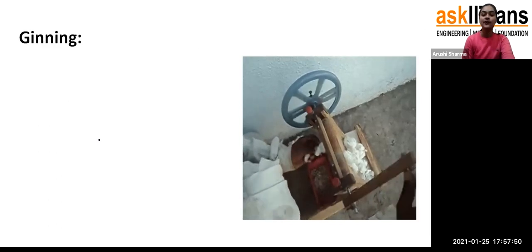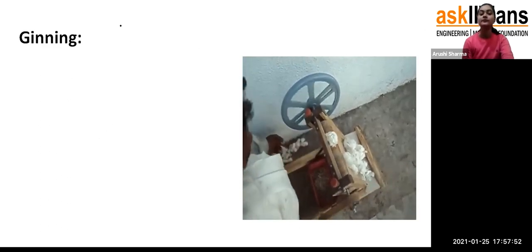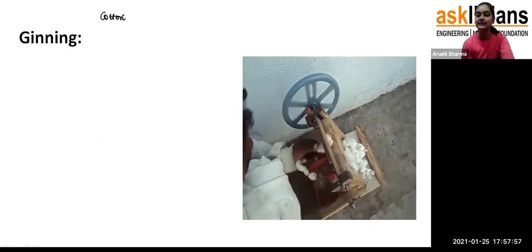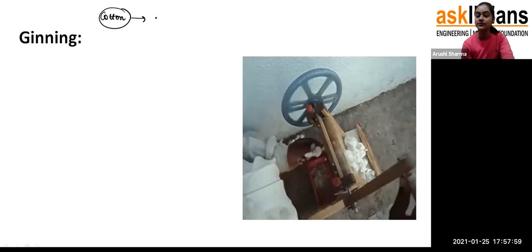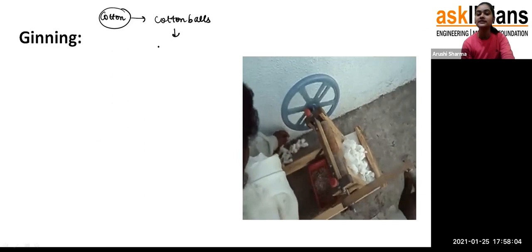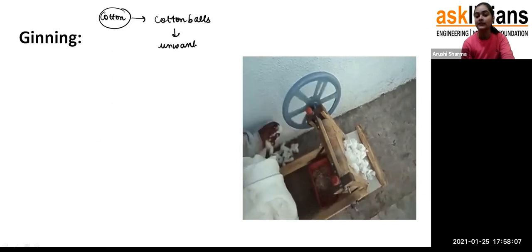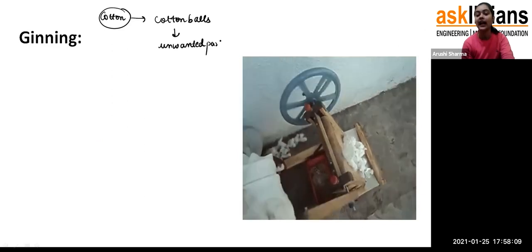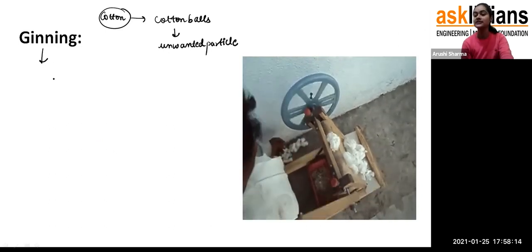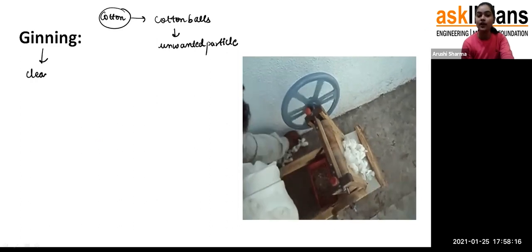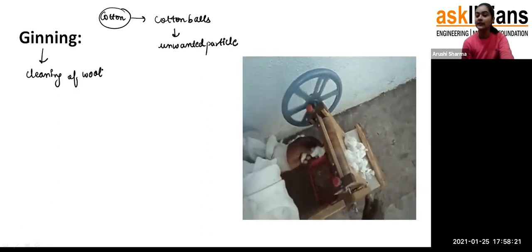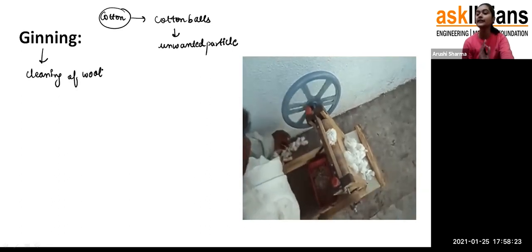Okay, so first of all, it is the ginning process, students. Now, see, we have taken the cotton plant, and from that cotton plant, students, I'm getting cotton balls. Now those cotton balls contain some unwanted particles, and I need to clean them. That cleaning process is called the ginning process. So the cleaning of wool so that the unwanted particles can be removed from it, we call it the ginning process.